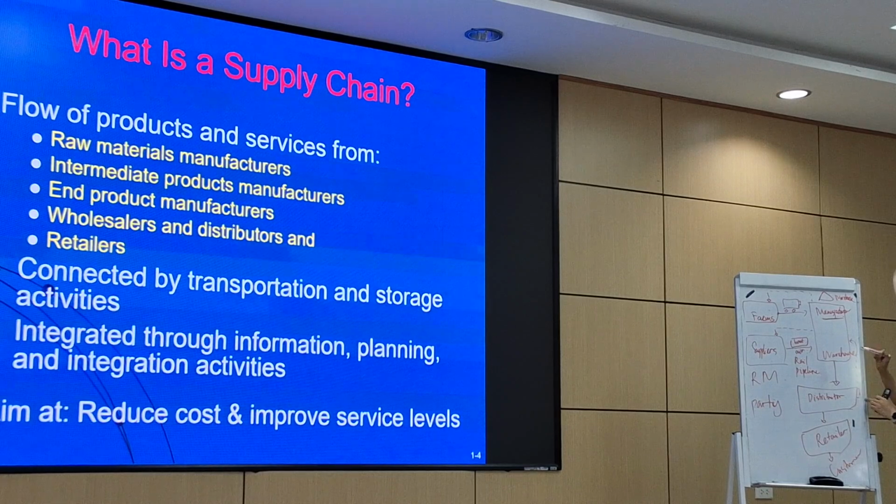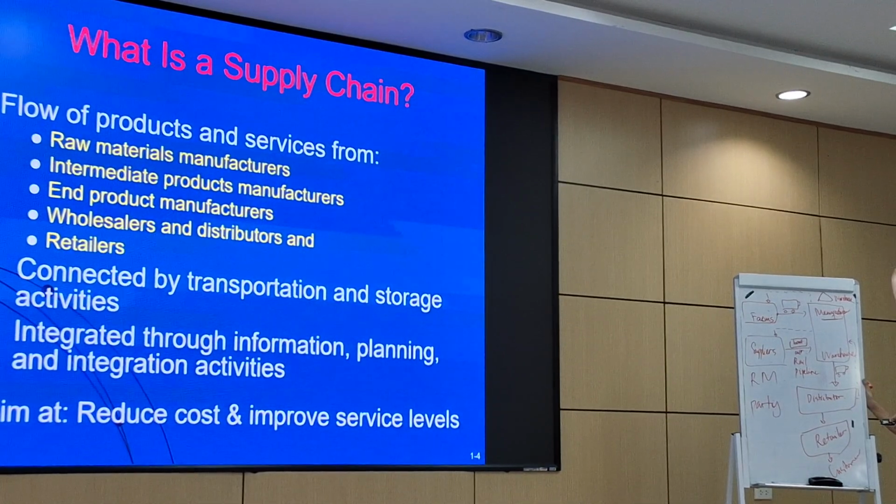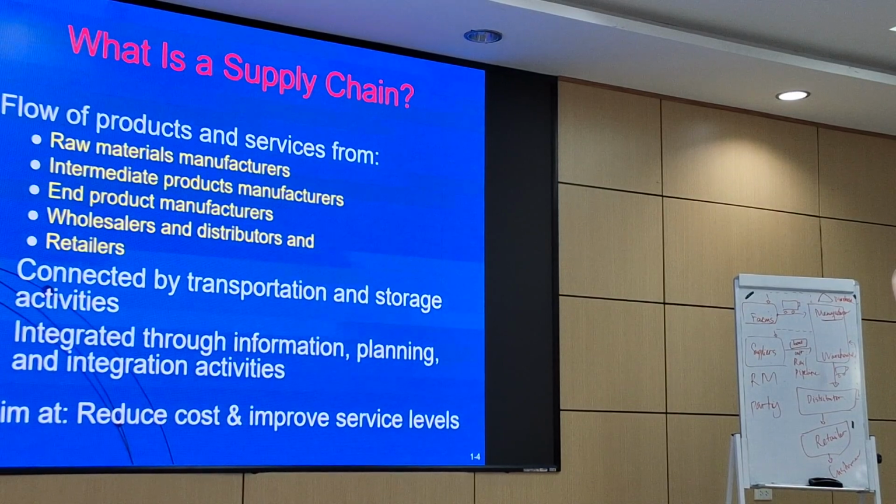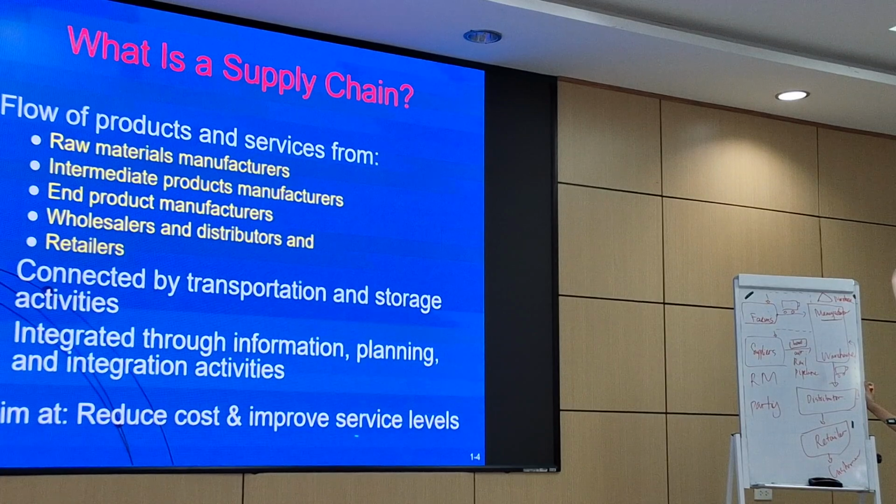The distributor places an order with the manufacturer, and the manufacturer ships the item, transporting it to the distributor. We call this the integrated activity. At that moment, it is the transportation activity. Okay? What is the objective? The aim is to reduce cost and improve service level.